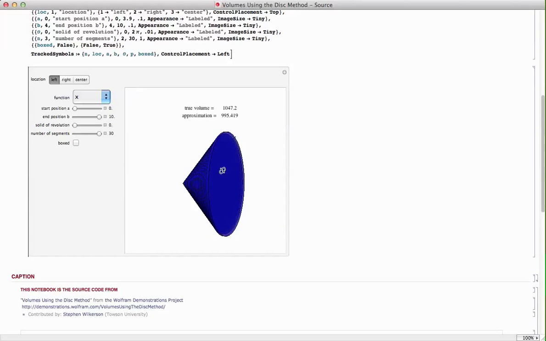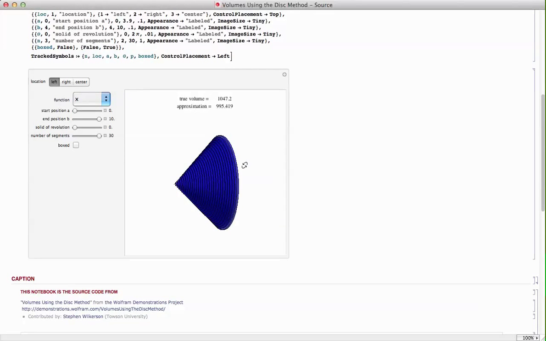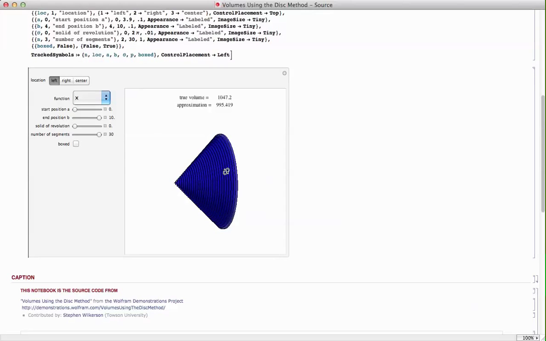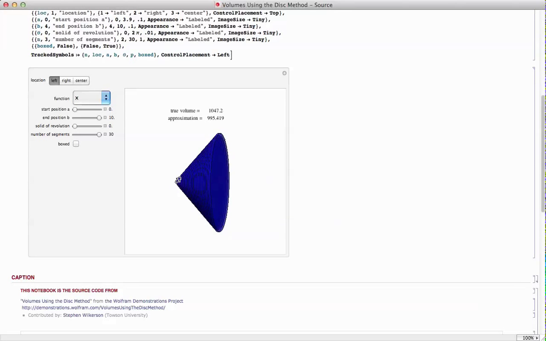Of course, we see where this is going. What if I used 100? What if I used 1,000? What if I used 1,000,000? Right? Now we're getting there. If I use 1,000,000 little disks all stacked up, and I add up all those disks, I'm going to get pretty darn close to the original volume of my cone.